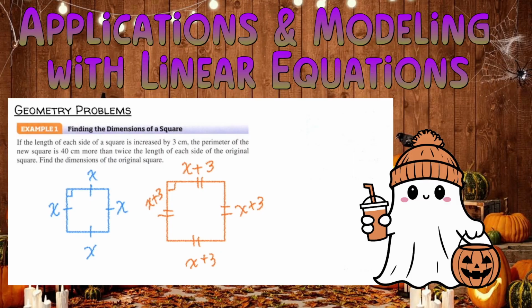All right, the perimeter of the new square is, okay, perimeter. What is perimeter? Perimeter is the sum of all the sides. And I have 4 sides that are the same.